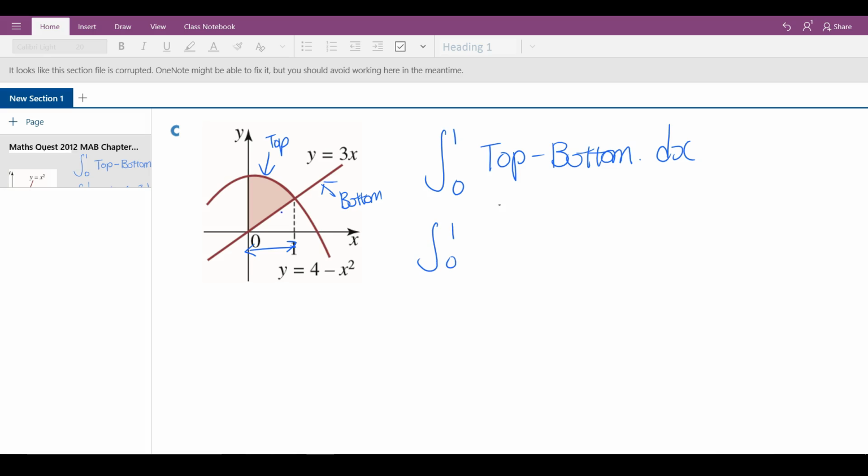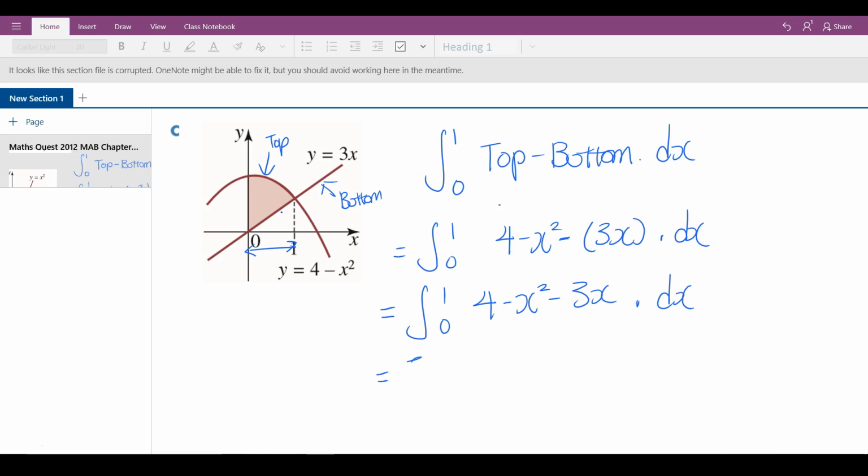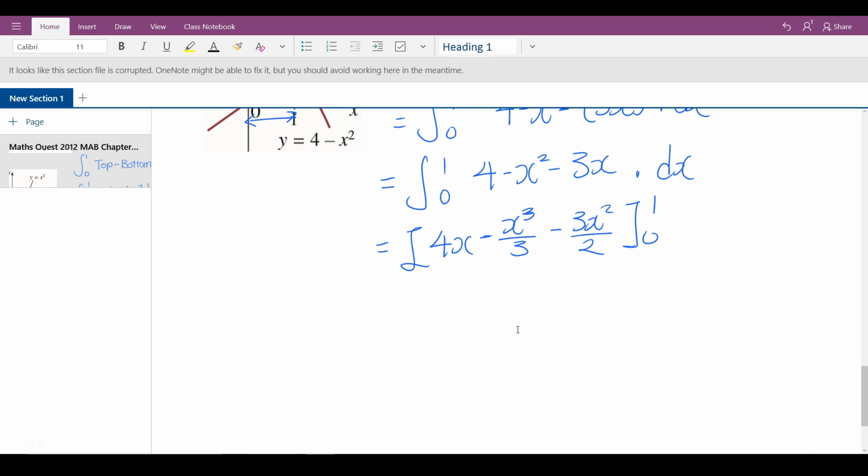Alright, easy. So top minus bottom. So there'll be parabola, which is 4 minus x squared, minus 3x. Alright, so let's expand the bracket. Minus 3x. Alright, now we can integrate. Integrate 4 would be 4x minus x cubed on 3 minus 3x squared on 2, from 0 to 1. Alright, it's very straightforward.